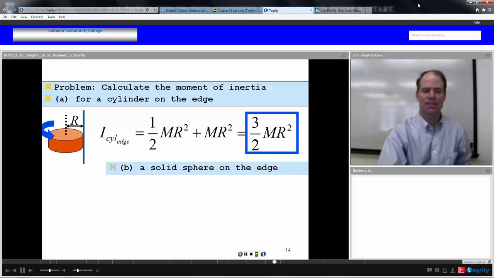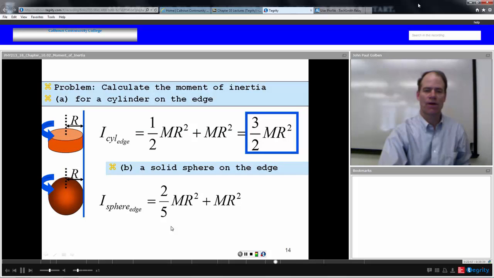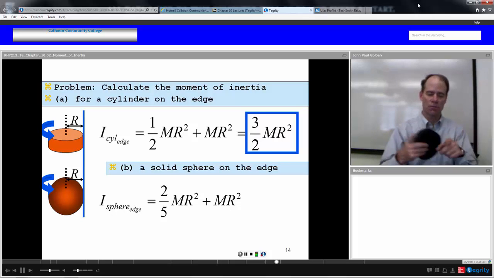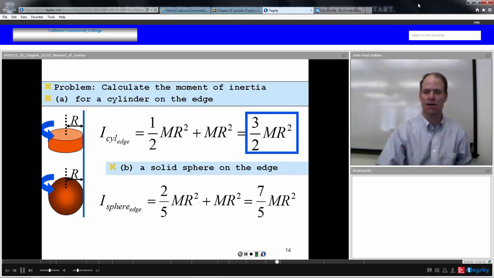If I did the same thing for a sphere on the edge, I would have 2/5 mr squared for the moment of inertia of the sphere plus an mr squared for moving the axis a distance r, and that will be 7/5 mr squared. So even a sphere on its edge will still be less than the moment of inertia of a cylinder on its edge, by the fraction of 3/2 to 7/5.